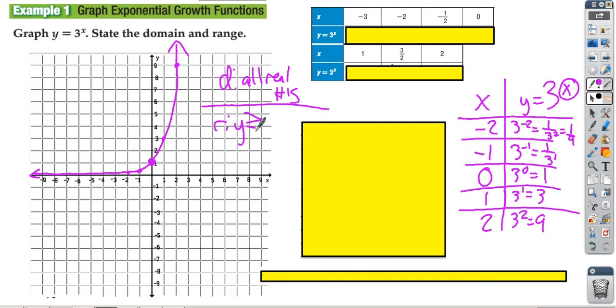Okay, the domain for all exponentials is all real numbers, and in this case the range is y is greater than or equal to 0, because it never goes below the x-axis. So I would recommend, when you're doing these, make a table of values where the middle number is what makes the exponent part 0, and then a couple numbers bigger and a couple numbers smaller, and then you connect the dots.